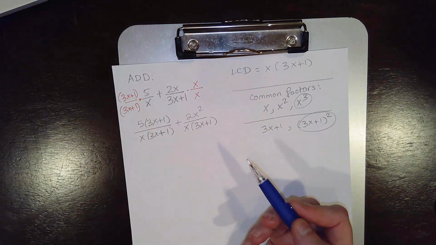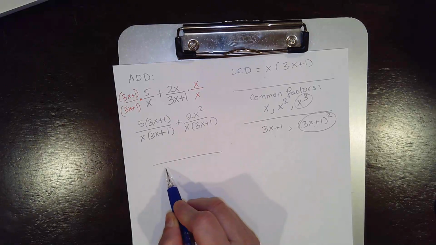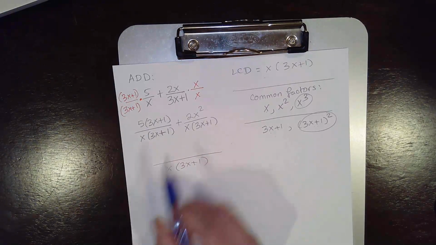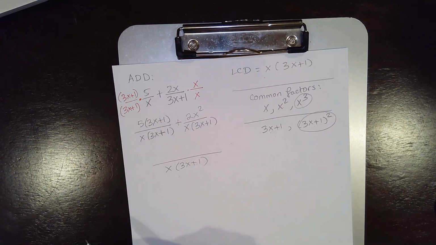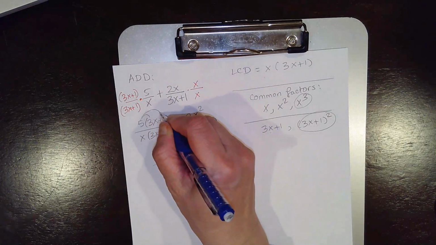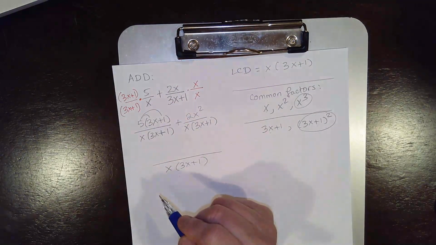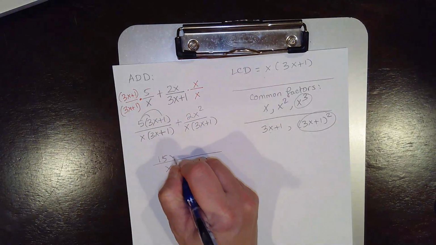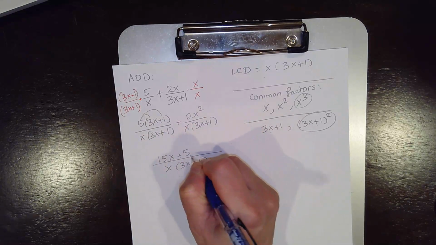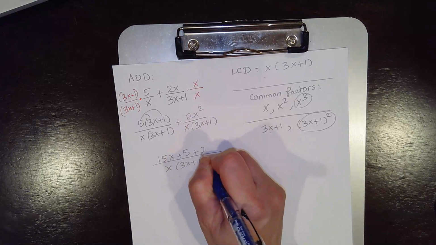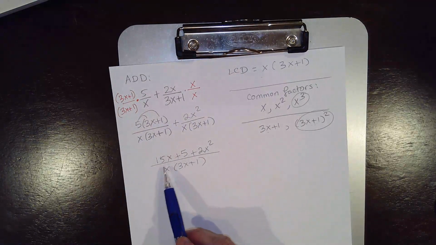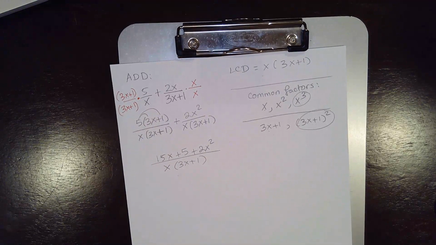Now we can combine them. Right? So it's x, 3x plus 1. And now we just add the numerators. You can, if you want to add them, or we can distribute this as well. So 5 times 3x, that's 15x. 5 times 1, that's plus 5. And then you add 2x squared. Or you could have brought this with the parentheses here and then distribute here.